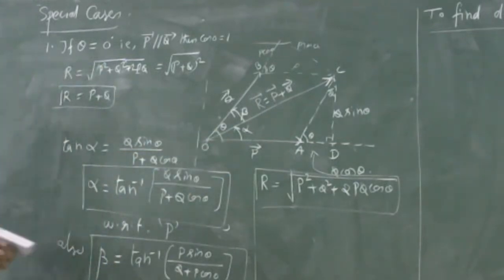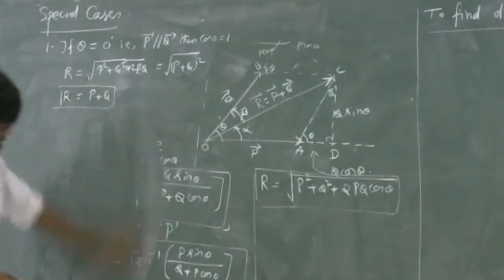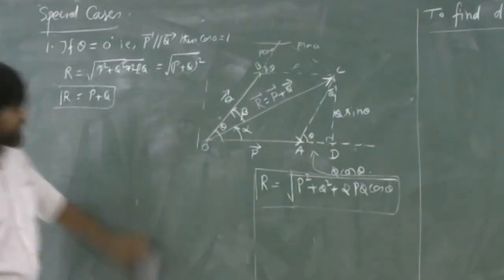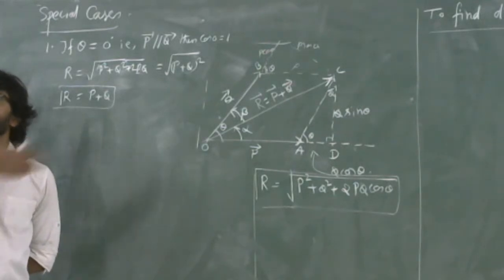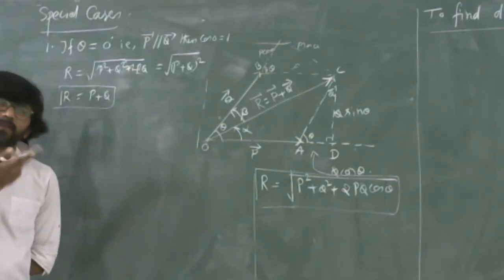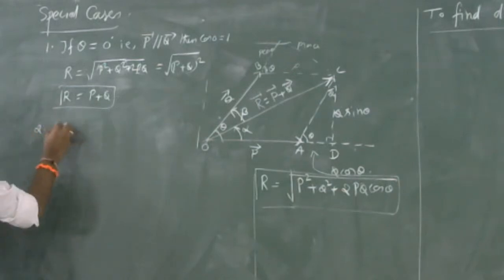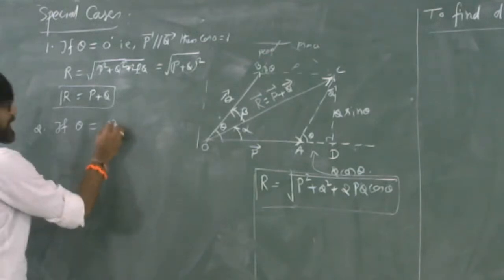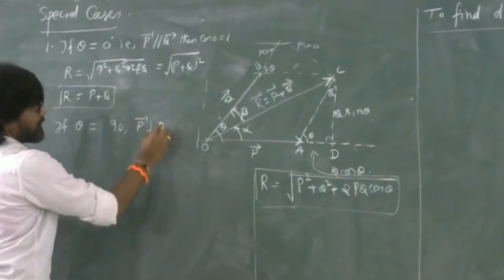Got it? Next point. Next is some special case. Then what is the direction of the resultant with respect to P? Direction of the resultant. The resultant also will be in the same direction. So angle beta is 0. Okay? Next, second case. If theta is equal to 90, that is, the P vector is perpendicular to the Q vector.